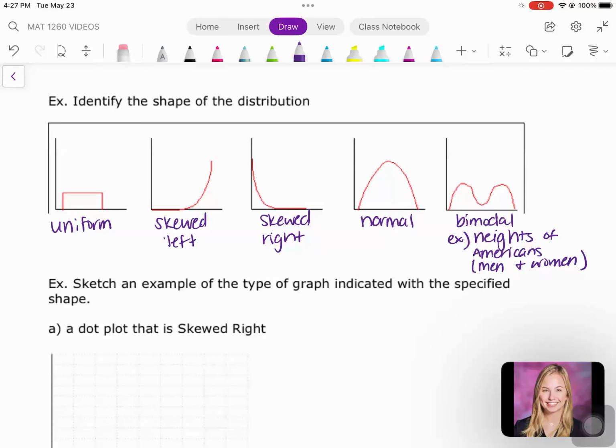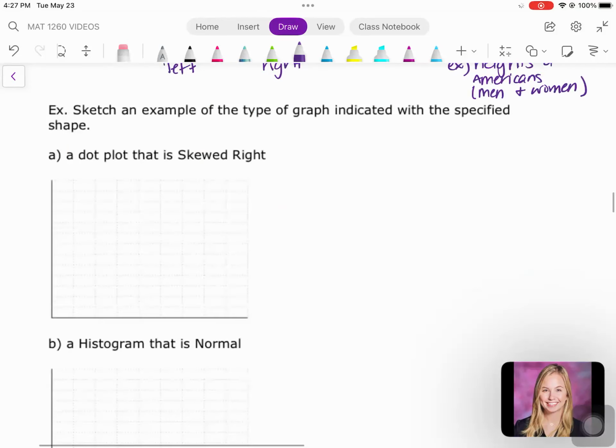In this next set of examples, we're going to sketch examples of the type of graph indicated with its shape. So we want to draw a dot plot that is skewed to the right. So again, thinking about skewed to the right, we want a tail to the right side. So we want more values towards the left and fewer values to the right. So this could be an example of a dot plot that is skewed to the right.